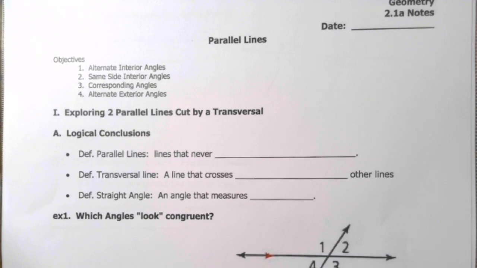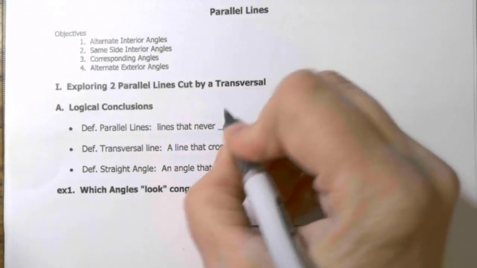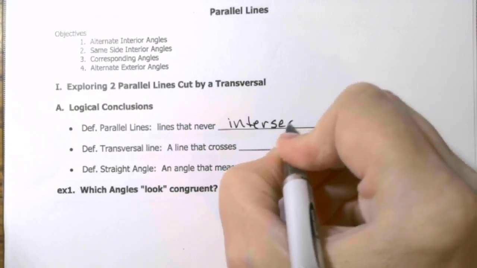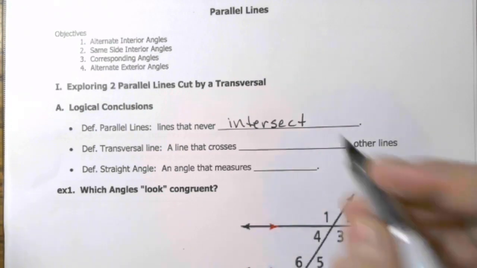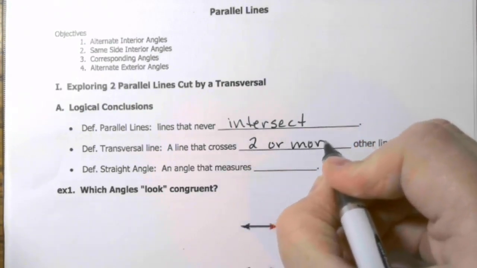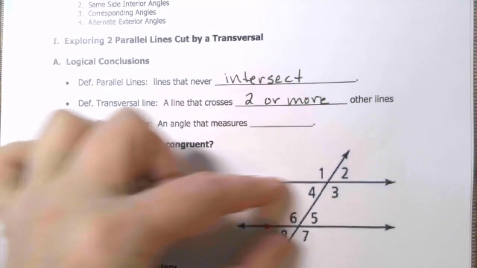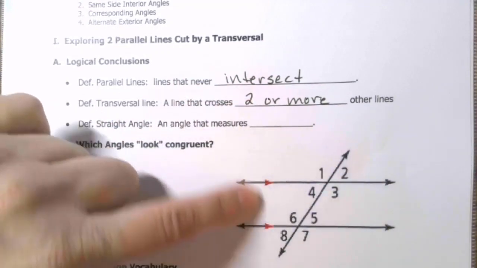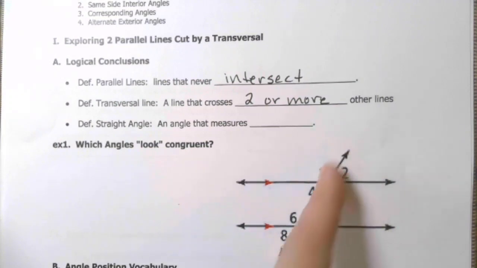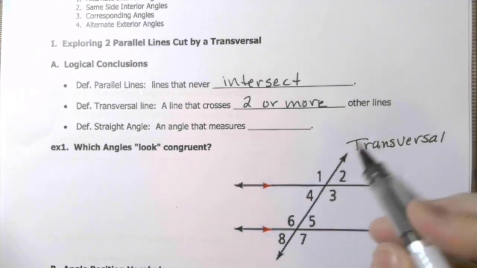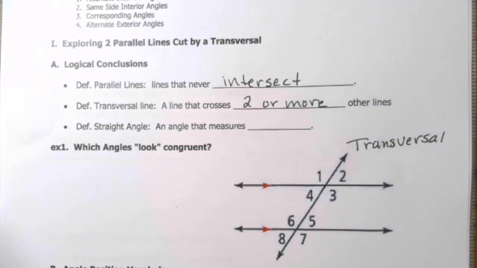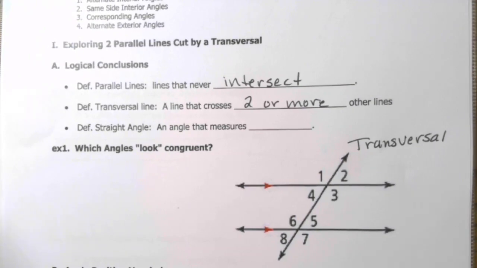Okay, so let's start with some basic definitions. Parallel lines are lines that never intersect. Transversal. A transversal is a line that crosses two or more other lines. So if you look at this picture, these two lines are parallel to each other. They never cross. The little arrowheads mean that they are parallel. And then this one that cuts through them, this one is the transversal. The transversal is the one that touches two or more other lines. And then last, definition of straight angle is an angle that measures 180 degrees.